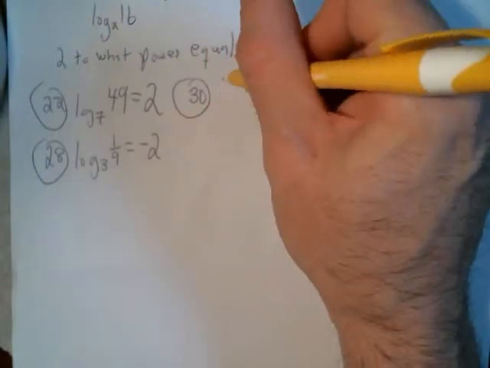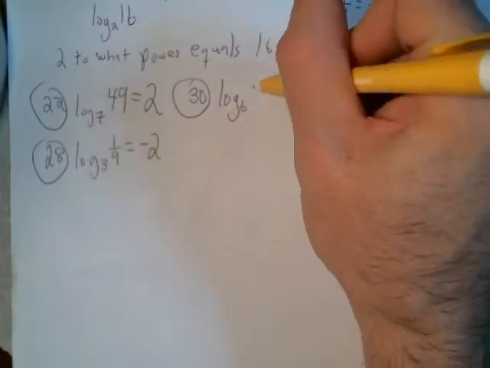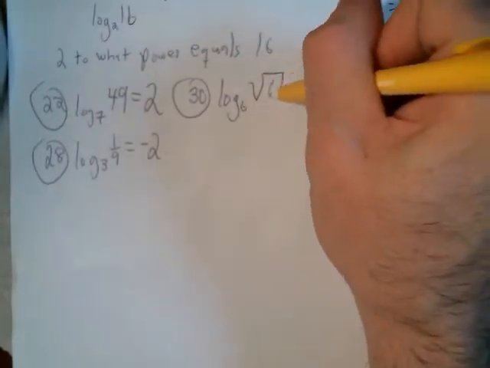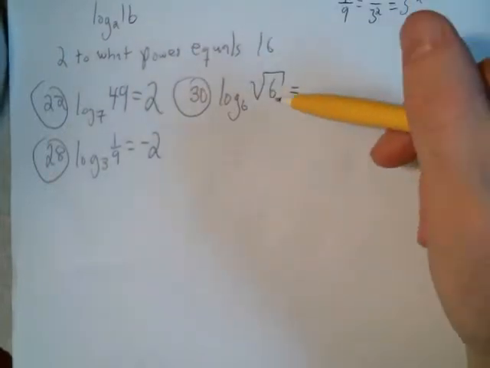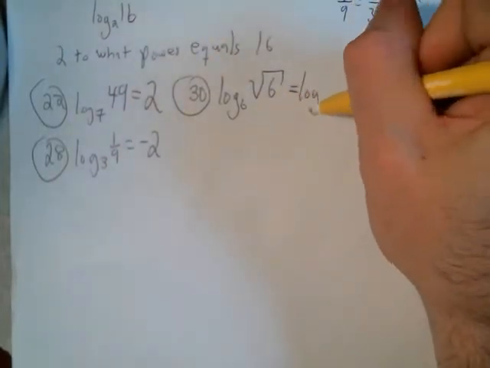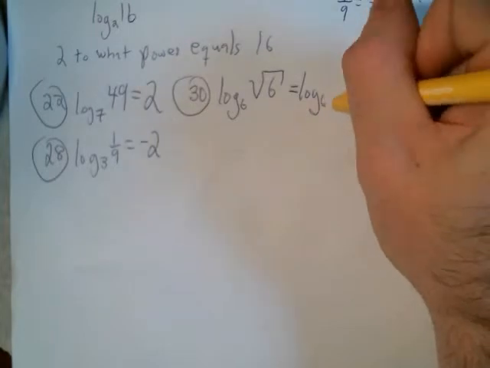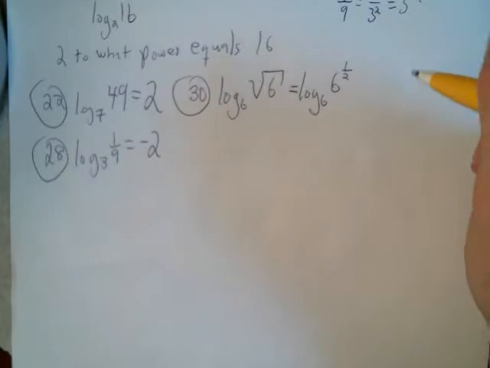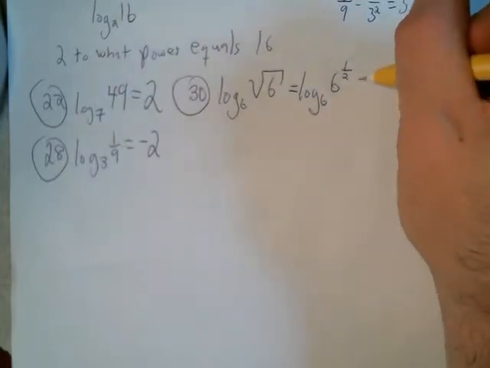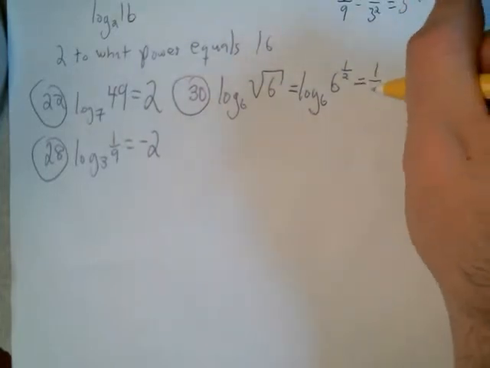30. Log base 6 of the square root of 6. So here again, they're trying to trick you with these radical expressions, but in reality, you can always rewrite it as a fraction exponent. So 6 to what power equals 6 to the 1/2? Well, that's easy. That's just 1/2.